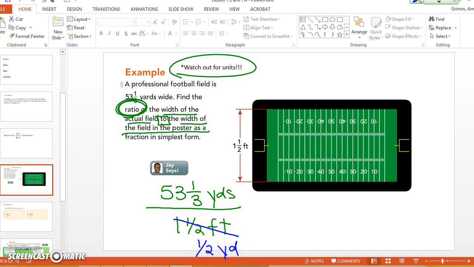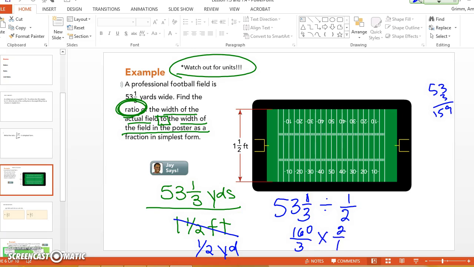So now we're going to set up our problem, right? We have 53 1/3 divided by 1/2. So what am I going to do with the 53 1/3? Proper fraction. Good. So 53 times 3. We're getting 159 plus 1. So 160 over 3. Now, Catherine, what do I have to do to this part? You multiply by the reciprocal. Very good. 2 over 1. Okay, anything I cross cancel?